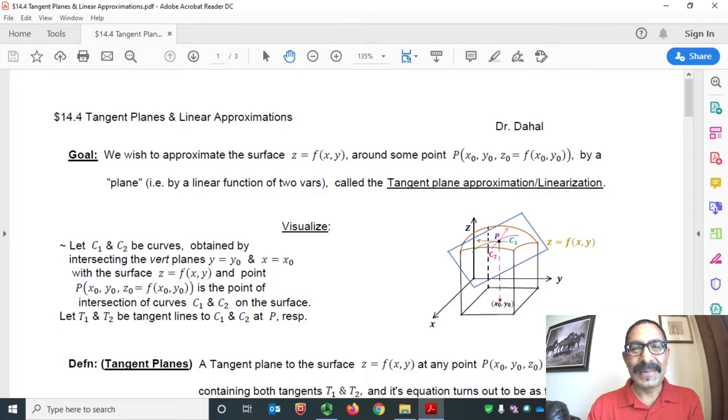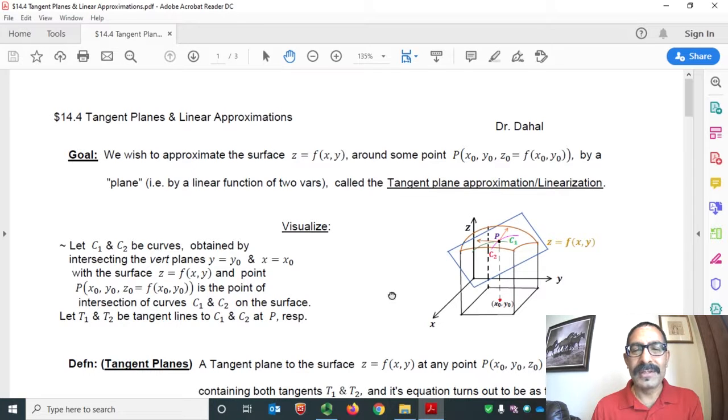In today's class, I'm going to cover tangent planes and linear approximations. Let me start the class right away. Our goal in this section is to approximate the surface whose equation is z equals f of x, y around some point P by a plane called the tangent plane approximation, or linearization, that is, linear approximations.